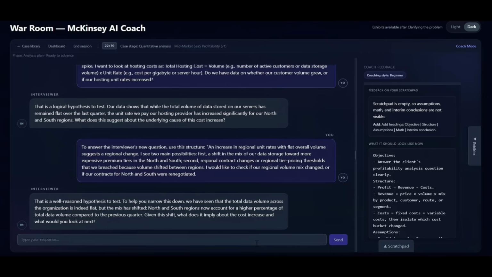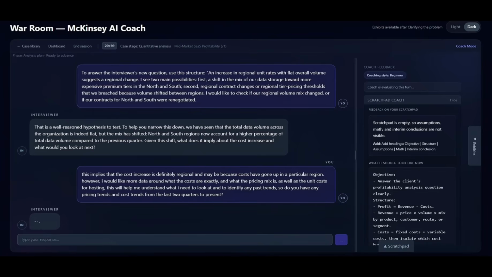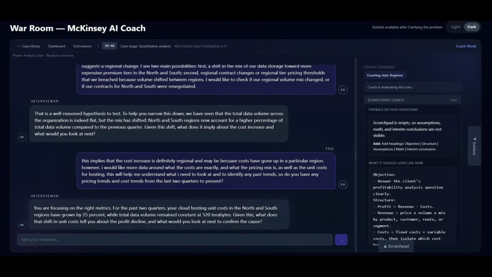Right. So immediately, we need to investigate our profit bridge a little bit more so that we can identify what exactly is driving the decline. In this particular case, why don't we ask for more data, particularly around the costs? Great. So now we've asked our interviewer to give us the numbers. And here's what it tells us.